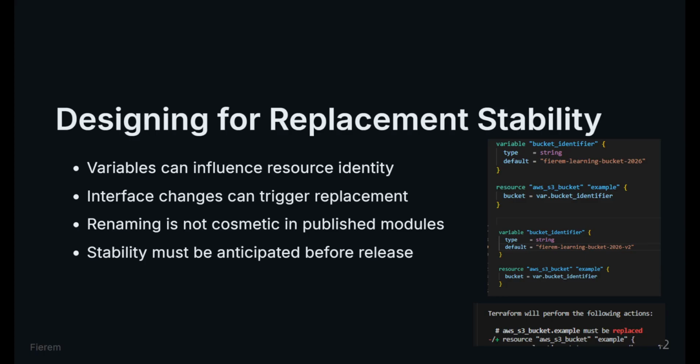Variable interfaces also influence lifecycle stability. If a variable controls a resource argument that forces replacement, then interface changes can trigger destructive outcomes. The interface becomes part of resource identity. Therefore, renaming or restructuring variables in a published module is not cosmetic. It alters integration points. Clean design anticipates stability before publication.